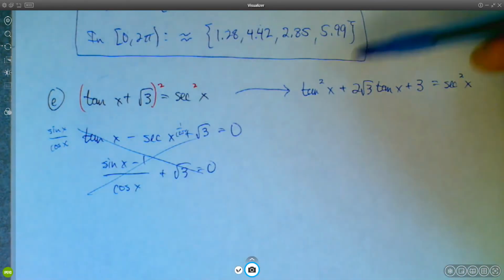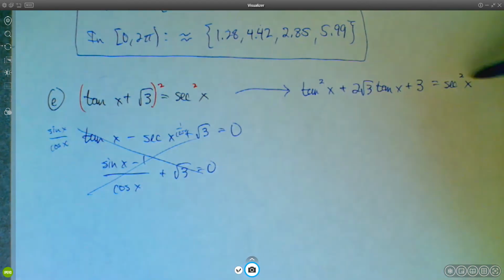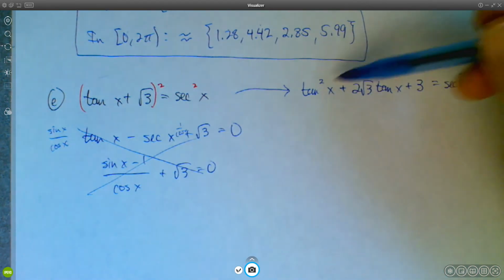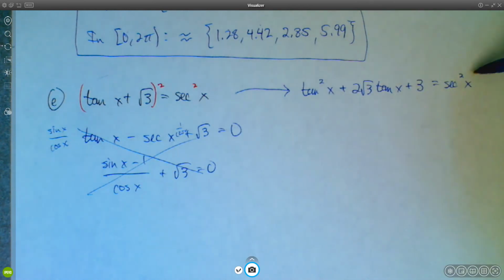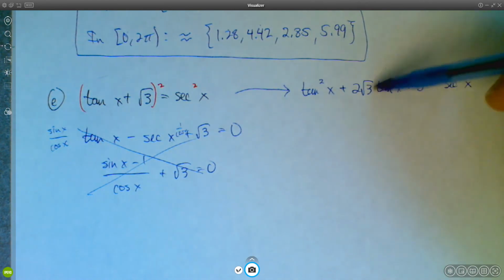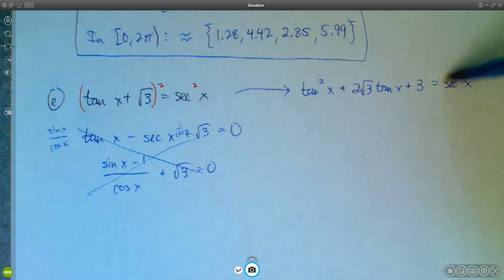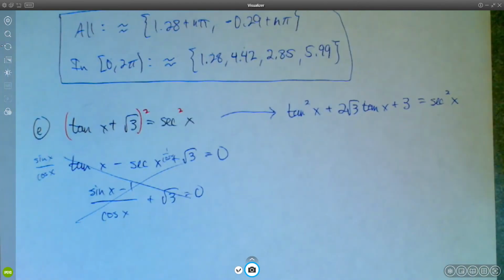So we can make a decision now whether we want to rewrite this whole thing in terms of tangent or secant. I can rewrite the tangent squared as secant squared minus 1, or I could rewrite the secant squared as tangent squared plus 1. My feeling is that because you have a tangent to the first power here, you're not going to be able to rewrite quite as easily. It's probably best to rewrite this in terms of tangent, so then everything's in terms of the tangent function. So let's do that.